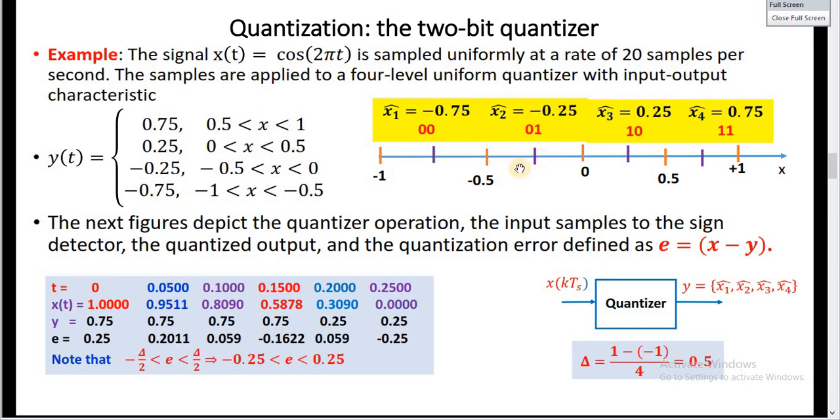And minus 0.25 falls halfway between 0 and minus 0.5. So this is another representation level. And then we have 0.25 and 0.75. As we can see, this is our delta, which we can compute from here. This is 1, the maximum minus the minimum, which is minus 1, divided by the number of quantization levels, which is 4, and the step size in this case is 0.5. This is the step size, the separation between thresholds, and the separation between representation levels. The separation between representation levels is 0.5, and the separation between the thresholds is also 0.5.